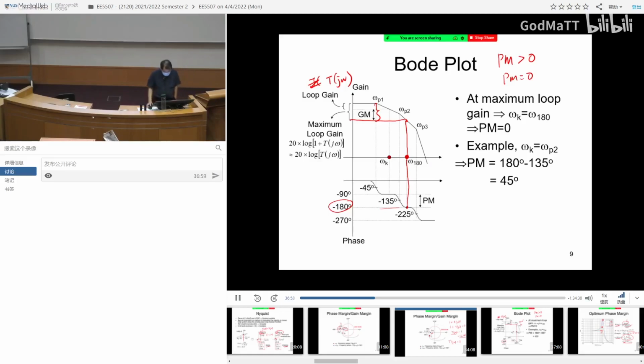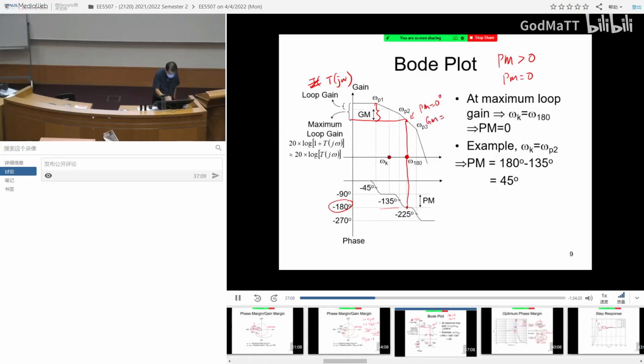Now, if you pick this point, the phase margin is 0 degrees. Okay? The gain margin is also equal to, I think, 1 over 0. Is it? Sorry, 1 over 1. So there is 1. So actually, you don't have any room for gain margin and phase margin.